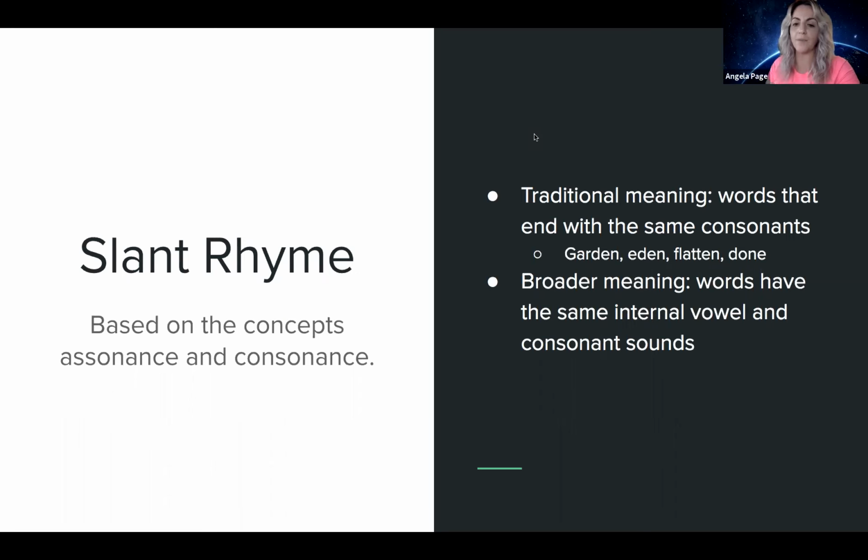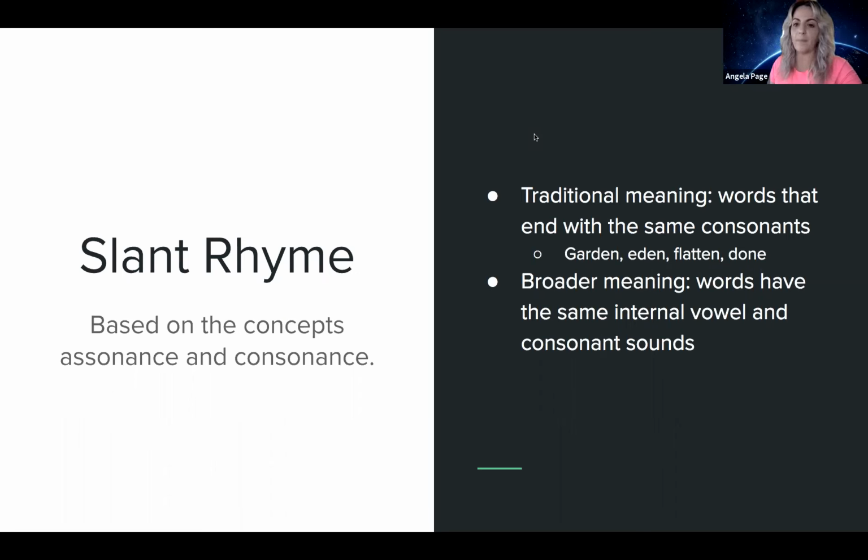And slant rhyme, the more traditional meaning, would have to be the last consonant sound in the word, and usually at the end of the line versus in the middle of the line. A broader meaning, though, would also include words that have the same internal vowel and consonant sounds. So when we talk about a slant rhyme in modern poetry, you would see a lot of different variations of what that would be considered.